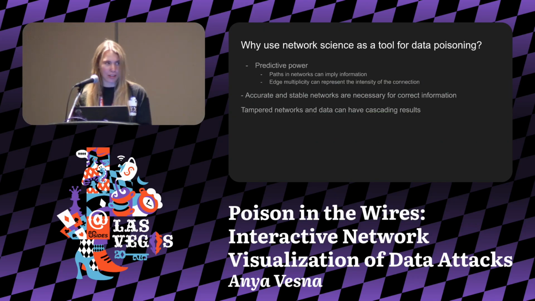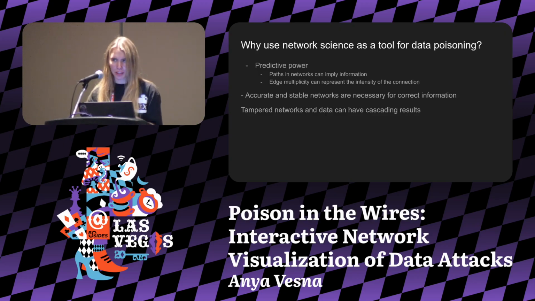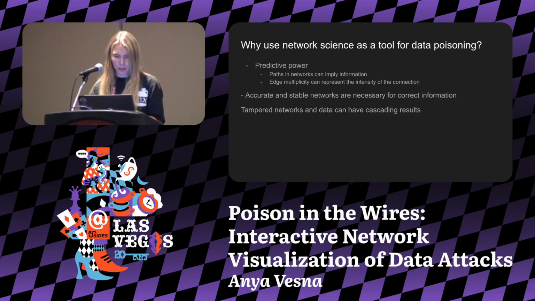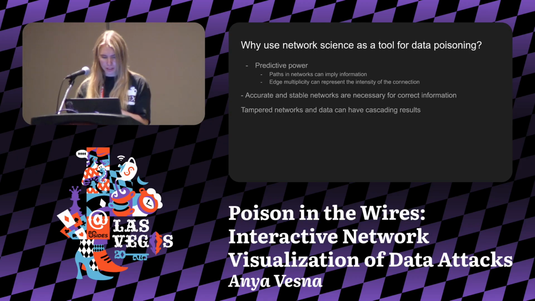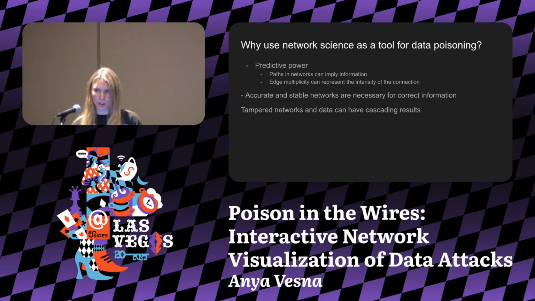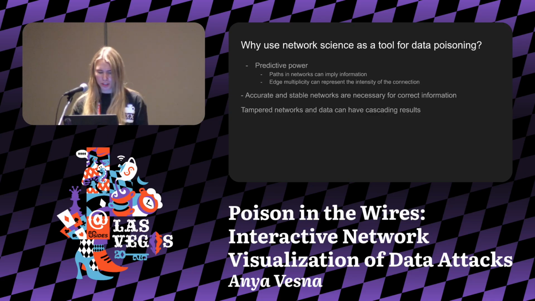So now I want to get into the network science aspect of this. Why use it as a tool for data poisoning? Networks are like an applied graph. They're really powerful tools for prediction, but are only as accurate and stable as their data sources. They have a lot of predictive power, and analysis of networks also leads us into some interesting statistics, such as edge multiplicity, which is multiple edges sharing similar nodes.